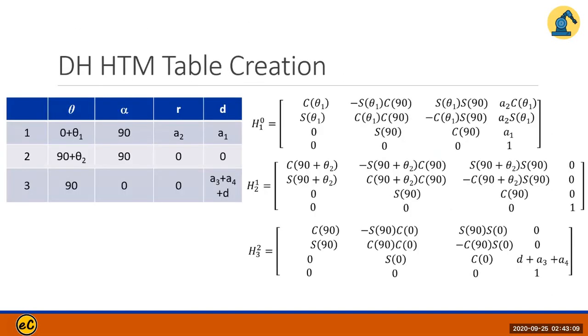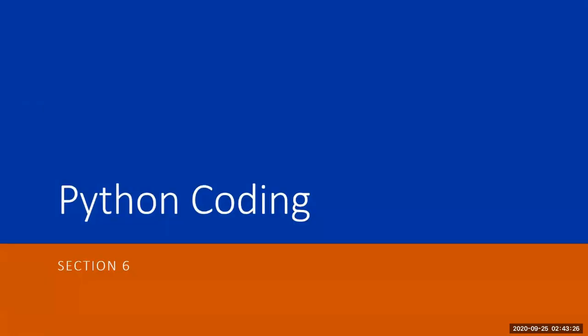So it's not hard. Here, we have row 1 generate H01, row 2 generate H12, and row 3 generate H23. And with these, we can combine and calculate the H03. Let's look at the Python code.